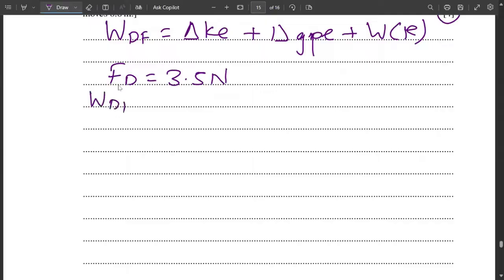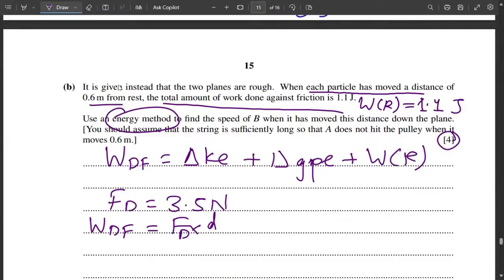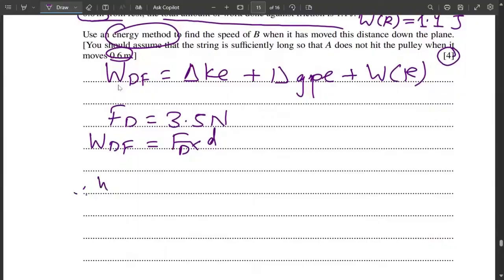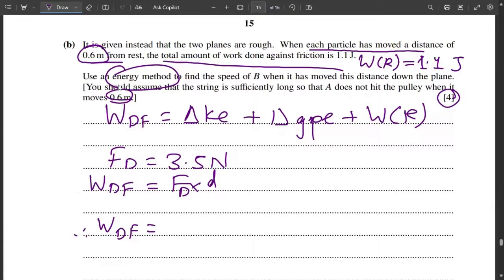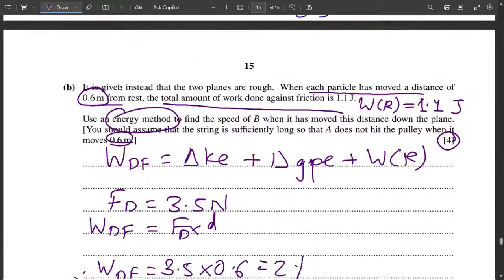And what is the formula for work done by driving force? It is force into distance. And what have they told us? Distance is 0.6 meter here, 0.6 meter from rest. Therefore, work done by driving force is equal to FD, 3.5 into distance 0.6. If I put this in the calculator, 3.5 into 0.6 is 2.1. What about delta K? Delta K is also a very easy one.